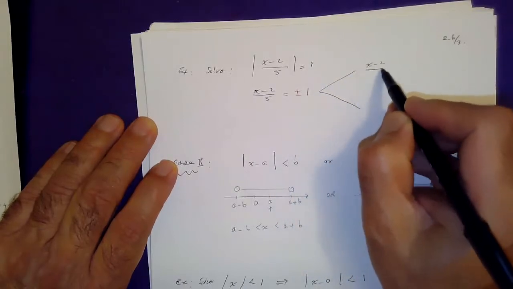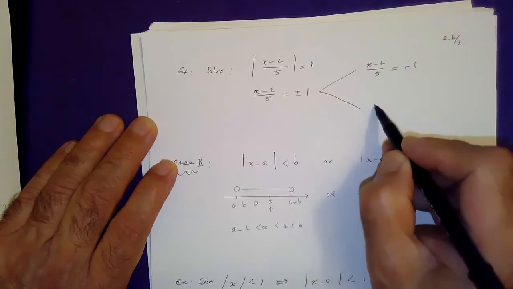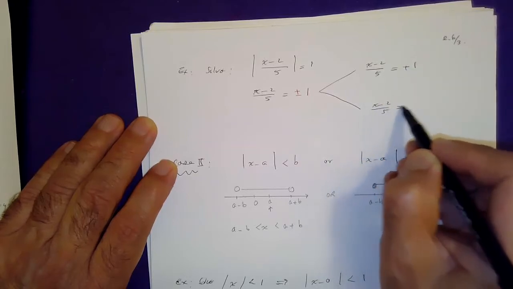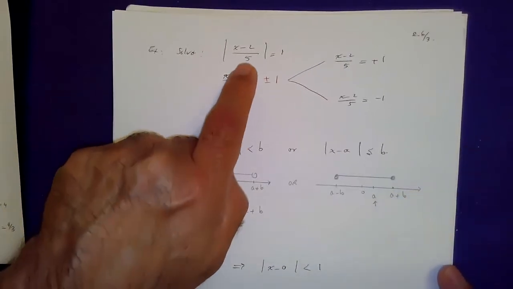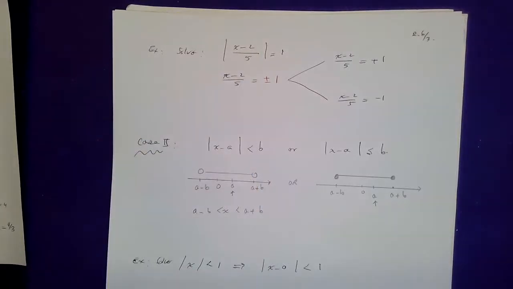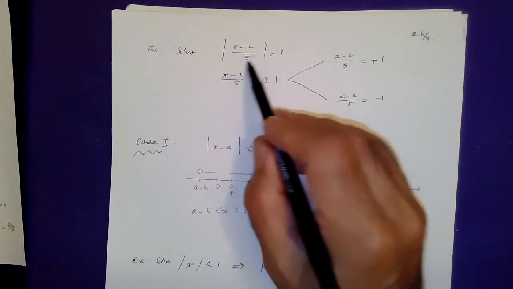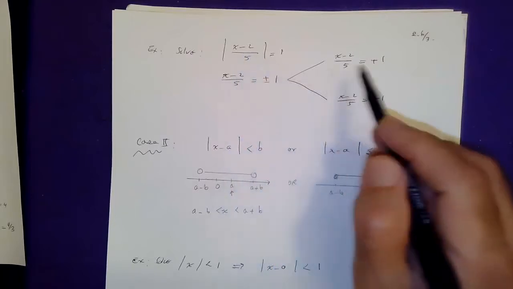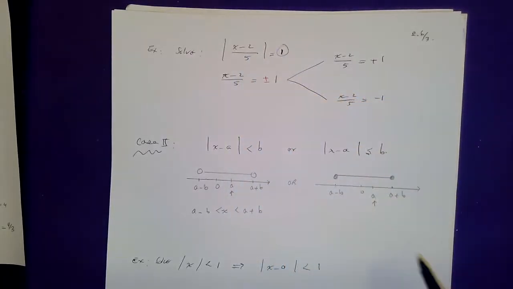Either x minus 2 over 5 is equal to positive 1, or x minus 2 over 5 is equal to negative 1. Be careful on the test or homework. Sometimes students have the tendency to change the sign of what's inside the bars. So be careful. We do not change the signs of any number inside the bars, only the number which is on the opposite side of the equation.